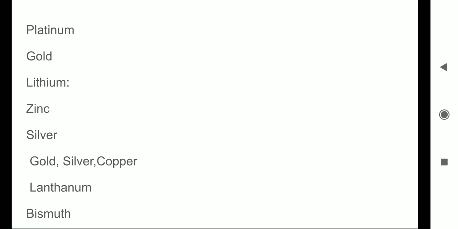Then zinc is topically used for wound healing. Zinc is always present in Zn2+ form. It is used to treat herpes virus. Then silver is used for preventing infections, especially on the burn sites for patients with burns. So the antibacterial effect of silver is seen.